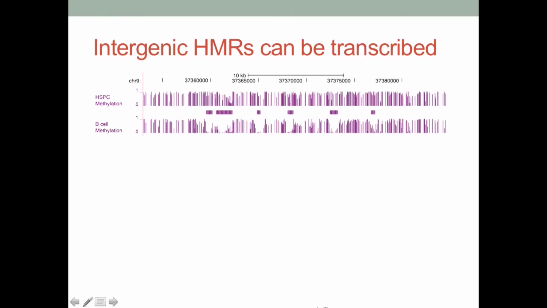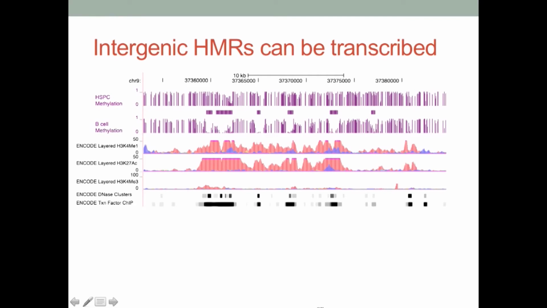So in the last slides, we find that intergenic HMRs can actually be transcribed. This is a B-cell specific cluster. I'm superimposing on these tracks histone marks, ChIP-seq data from ENCODE, again from lymphoblastoid cell lines, looking at H3K4 monomethyl and acetylated H3K27, both marks associated with active enhancers.